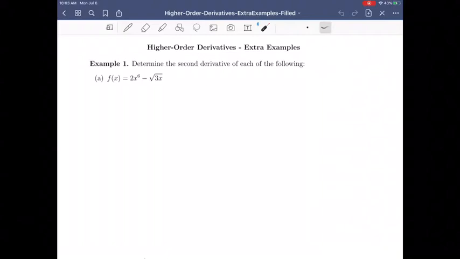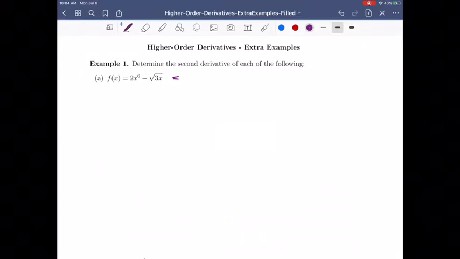In this video, we're going to do some extra examples computing higher order derivatives, in particular second derivatives we're going to focus on here. And we're going to do some of them implicitly, so those are in example 2. So let's just start with these ones. I want the second derivative for the function f of x is 2x to the 6th minus square root of 3x.